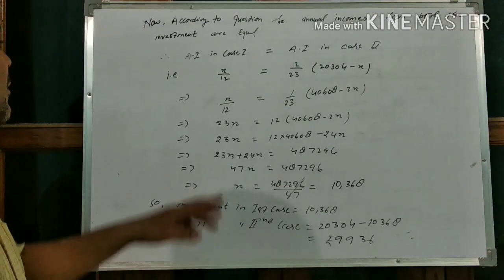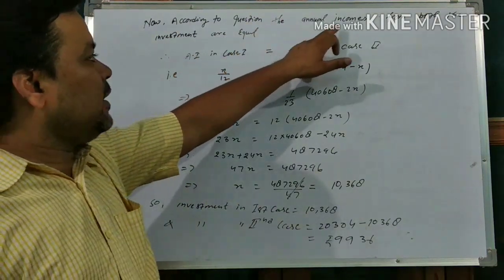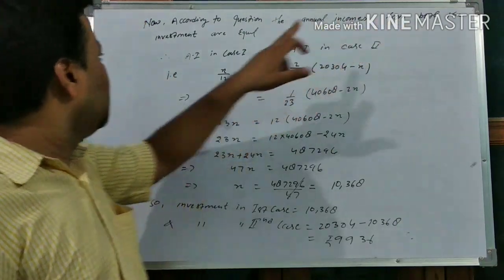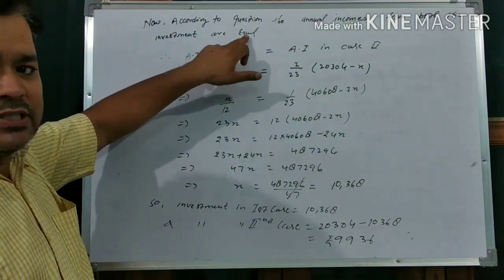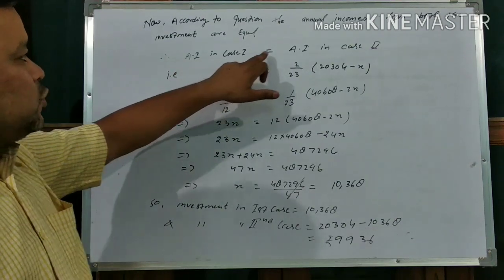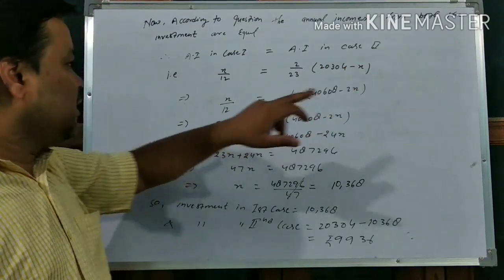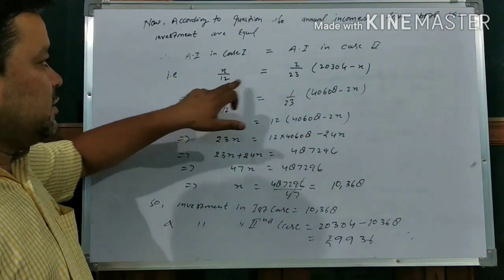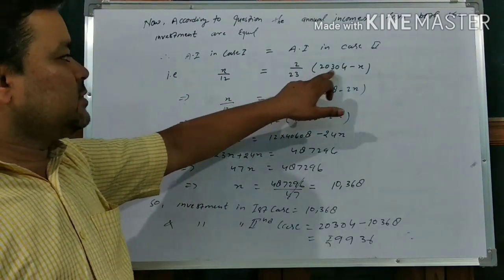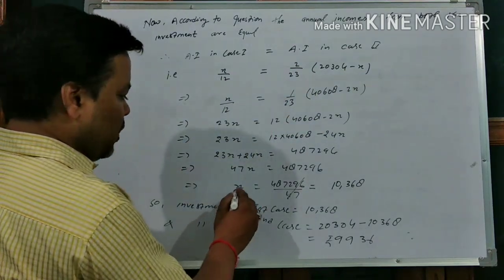Then from case first and second, according to the question, the annual incomes from both the investments are equal. It is given in the question. Therefore, the annual income in the first case should be equal to the annual income in case second. Okay, it means x by 12 is equal to 2 by 23, this one. After calculation, we find the value of x.